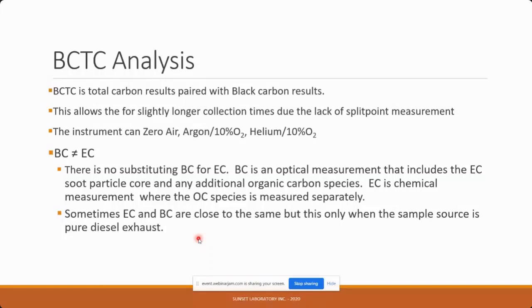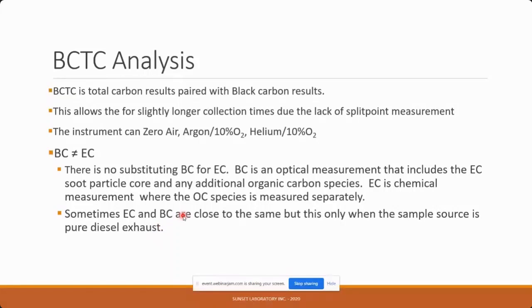However, in other ambient monitoring places throughout the world, we can't expect this to happen. You can't expect to have a pure black carbon source. And so you get differing values. You get, sometimes, black carbon can be slightly higher.